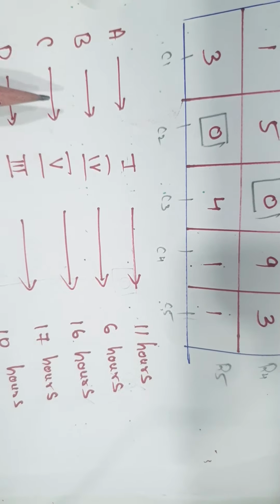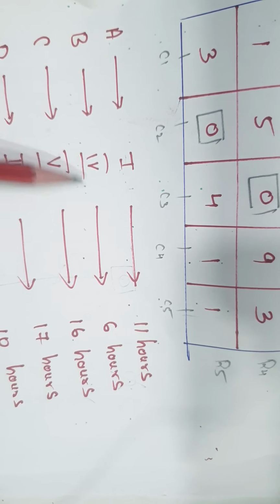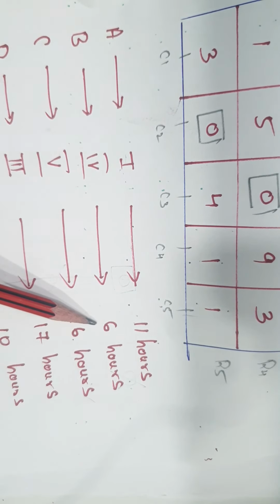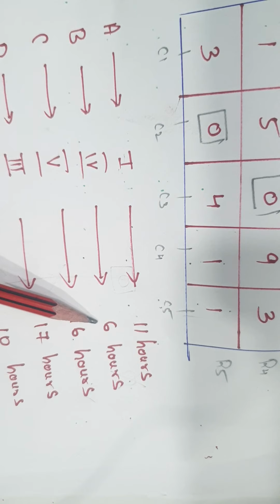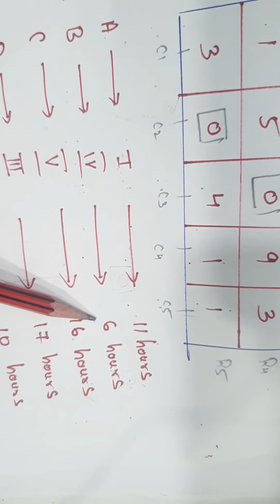So here, B is assigned to machine 4. What is the value? 6 hours. From where did you get this 6? From your question you got this value 6.